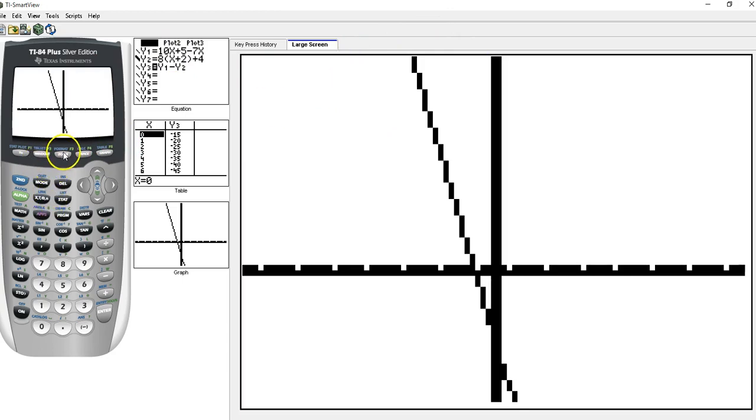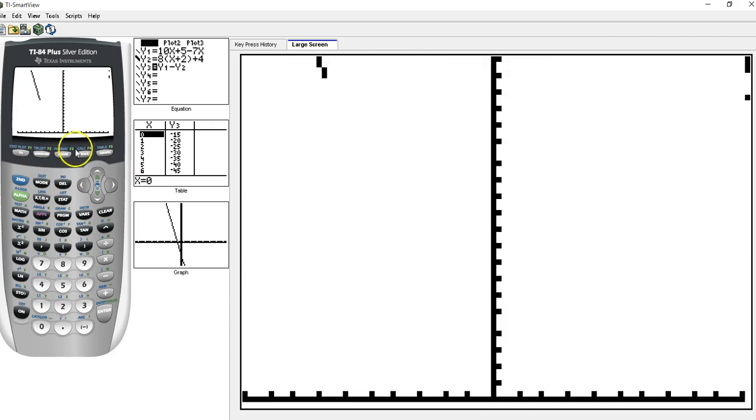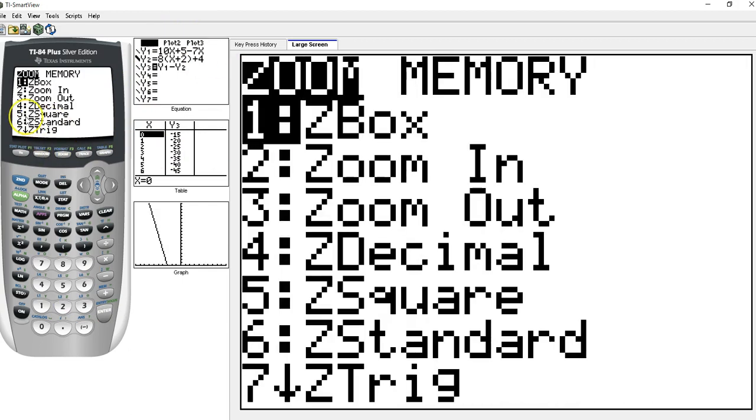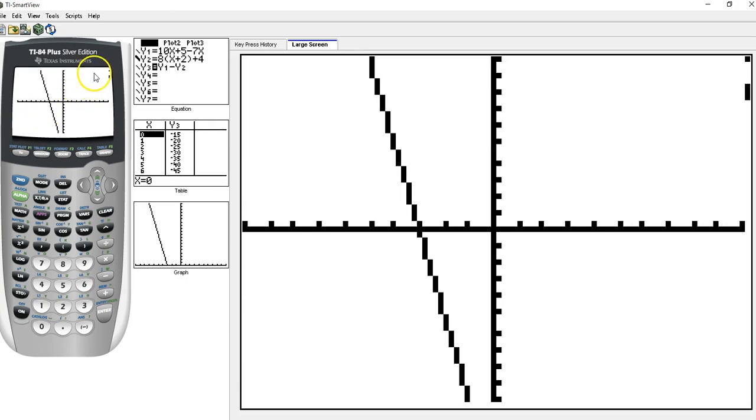Okay, I'm going to go ahead and zoom back in. I don't really like it being so thick right now. Ooh, that ended up not being the greatest. Let's go to zoom. And if we go ahead and do Z standard, it'll standardize that window for us and center everything. Yay! All right, so with this method, I'm interested in seeing where this line crosses the x-axis. So let me go to second trace to calculate.